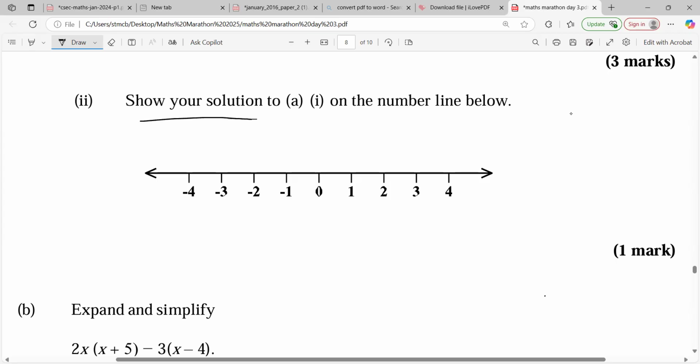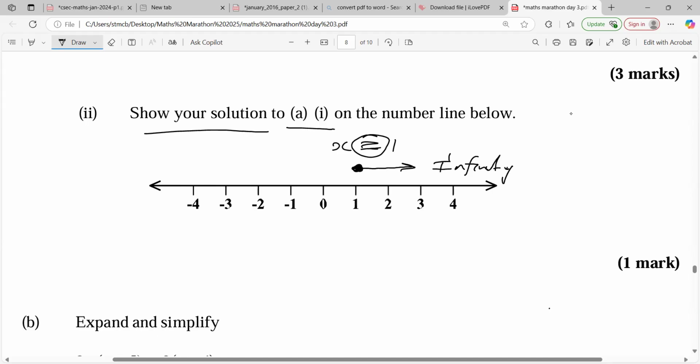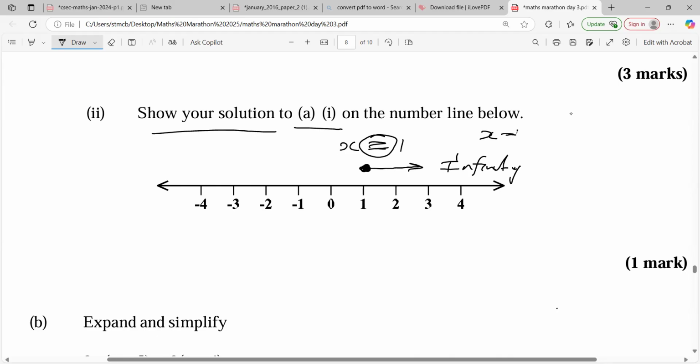All right, so it says show your solution to A1 on the number line. Now we get x is greater than or equal to 1, right? This can be a little bit tricky for some students. But you see the equal sign, that means it has to be blocked out. I'm going to show you when it goes, and then it goes up to infinity. All of the values that are greater than 1 are the solution. So we can say x equals 1, but that's just one solution. All of them go right to infinity and are the solution.